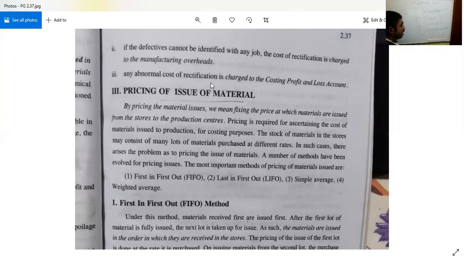So these are the 4 material losses, where normal and abnormal loss is part of the material loss. It may be due to the wastage occurred, due to the scrap occurred, due to the spoilage occurred, and due to the defective work occurred.